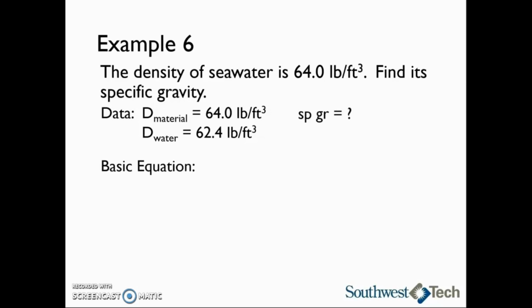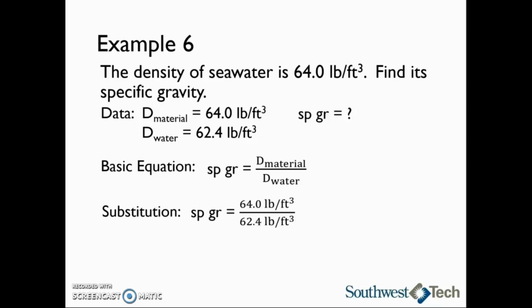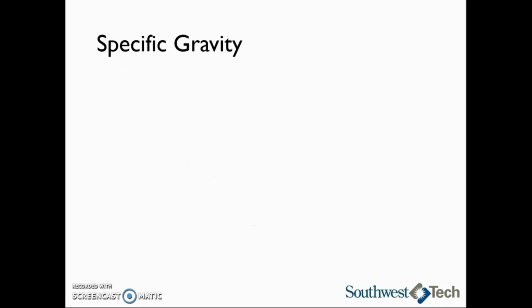The basic equation we can use to find the specific gravity is that the specific gravity is equal to the density of the material divided by the density of water. This is also our working equation as we are trying to find specific gravity. Next, we can substitute in our data. The specific gravity is equal to 64.0 pounds per cubic foot divided by 62.4 pounds per cubic foot. This gives us a specific gravity of seawater of 1.03. This means that seawater is 1.03 times as dense as water, so it would sink if you mixed water and seawater.